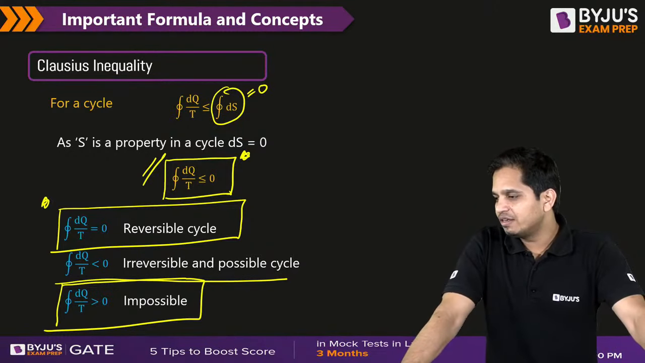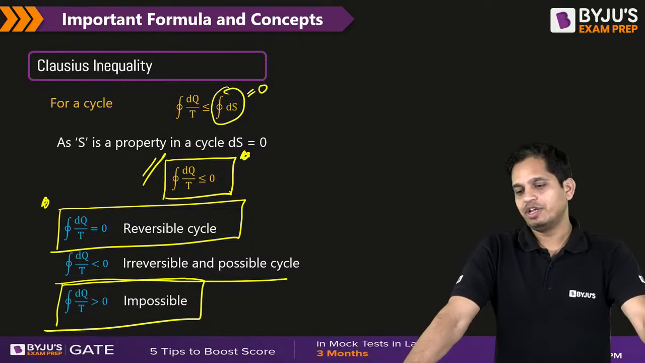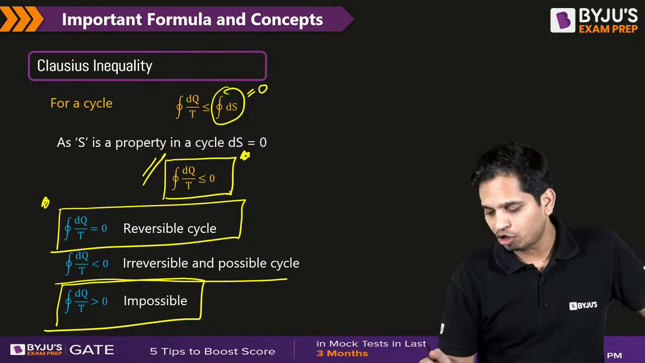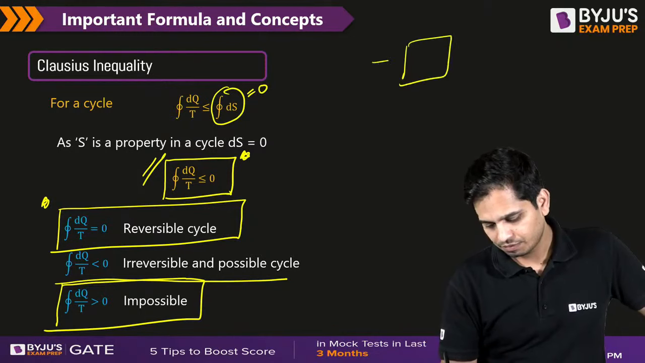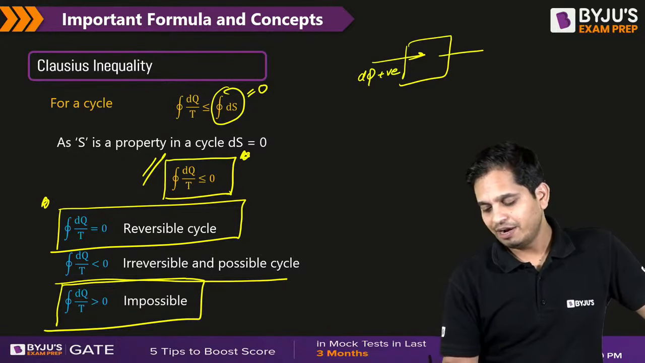How do you want to take the sign of heat? Heat transfer to the system is positive. dq is positive if you are giving heat to the system. If it is going out, dq is negative.